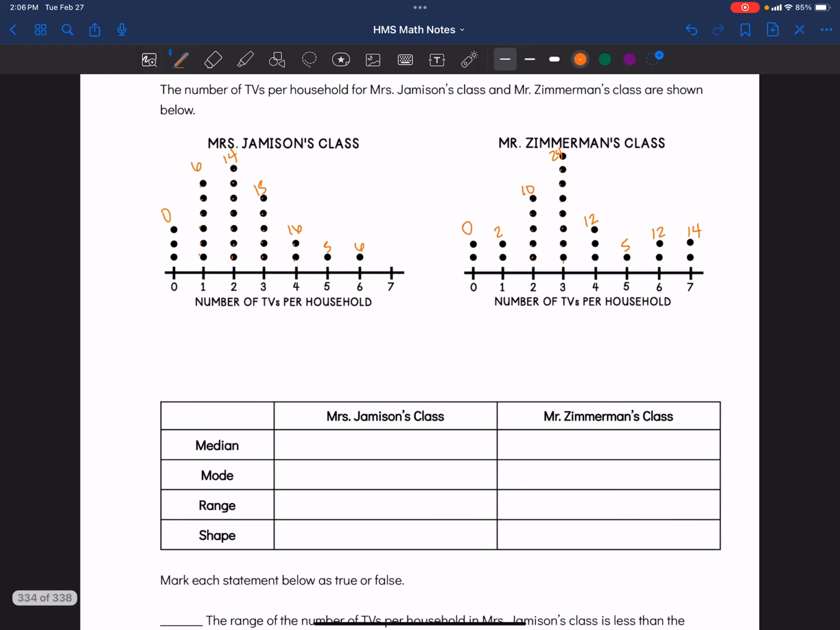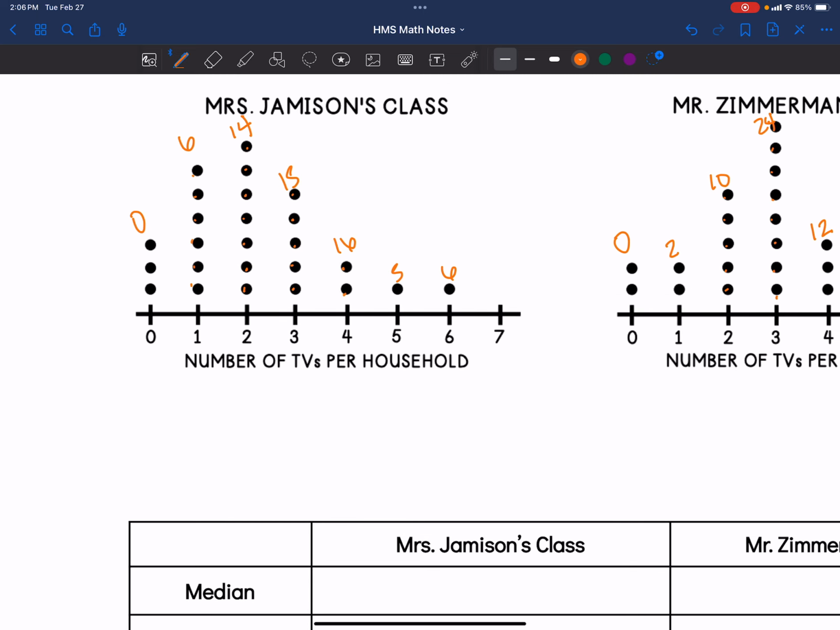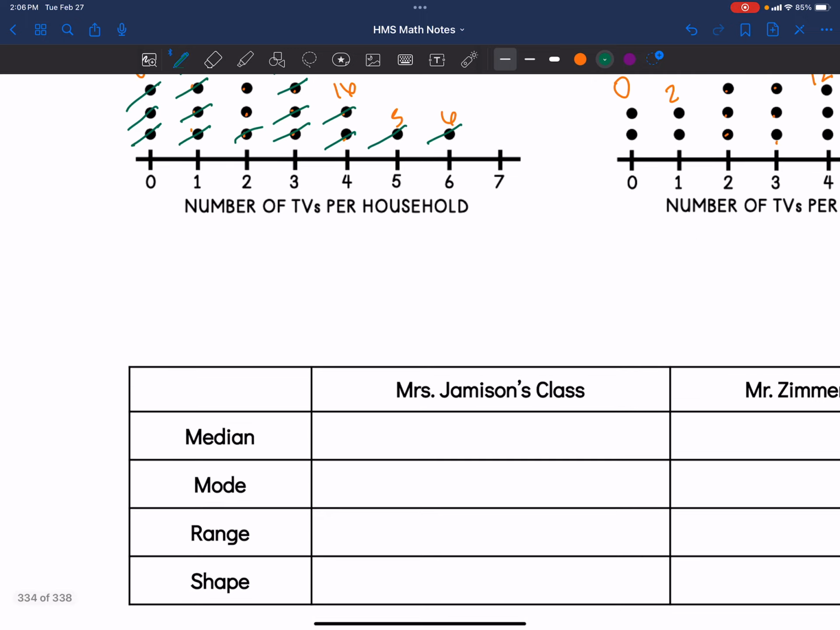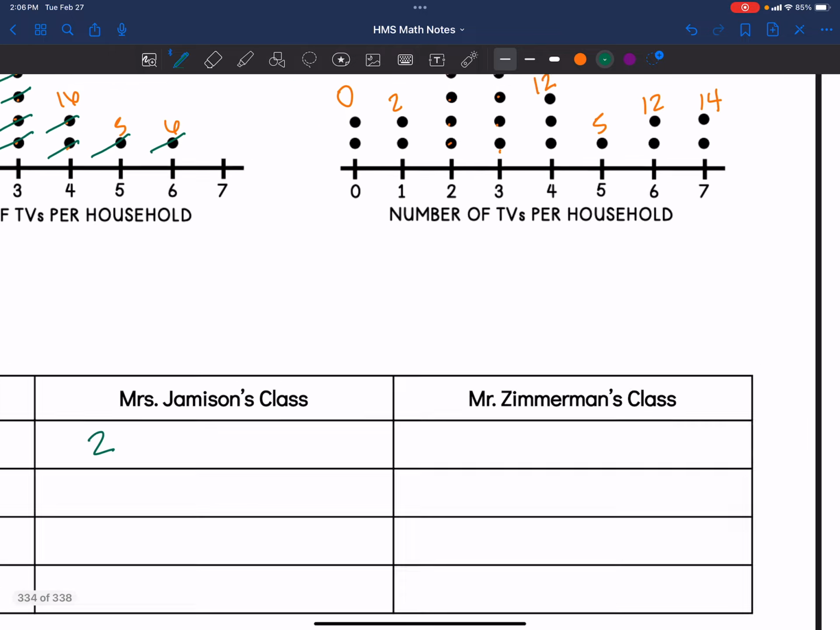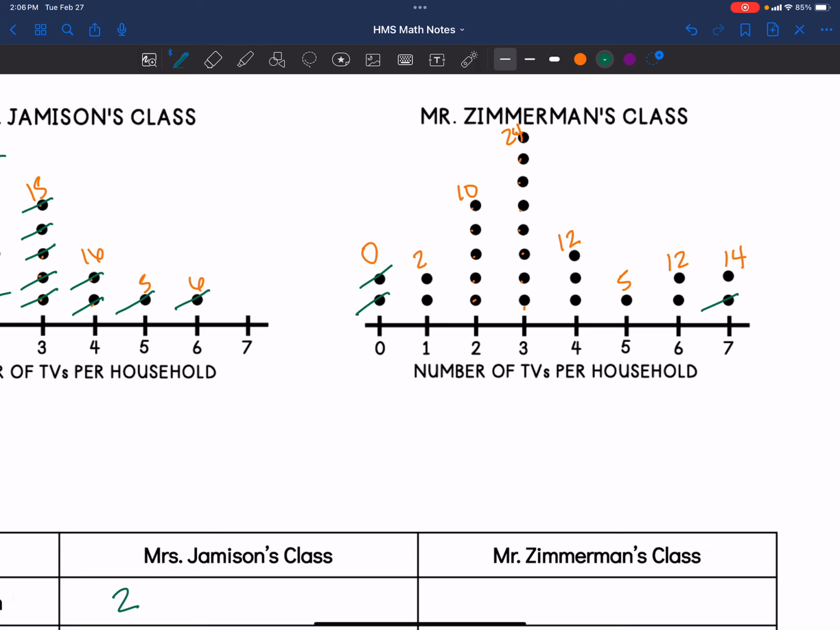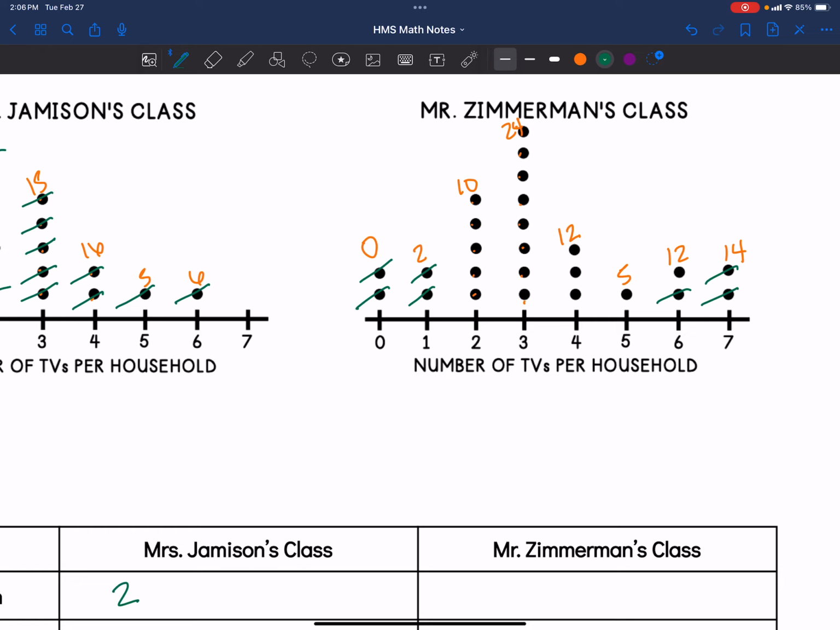So the median. If you want to find the median while it's still on the dot plot, we're just going to mark them off one at a time, going back and forth. So like 0, 6, 0, 5, 0, 4. Going back and forth until we reach our middle dots. Which, actually, I can stop there because if I keep marking them off, it doesn't really matter. My answer is going to be 2. So I know my median is 2. Same thing for Mr. Zimmerman's. Going to mark them off one at a time. Starting from the beginning, going to the end. And I can actually stop there because I can keep marking them off, but I'm going to land in the 3s.